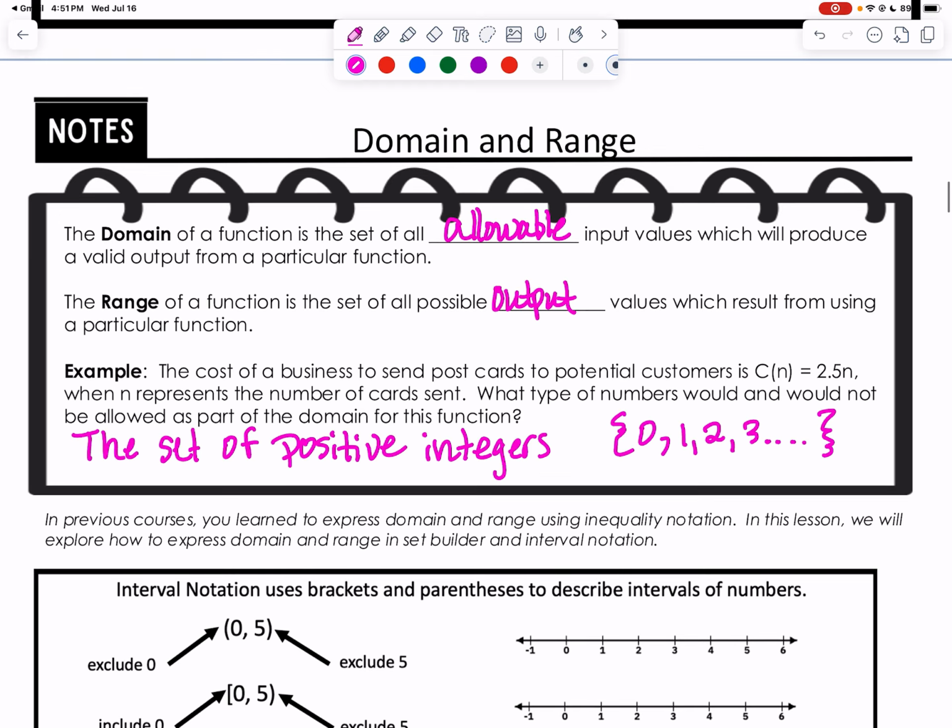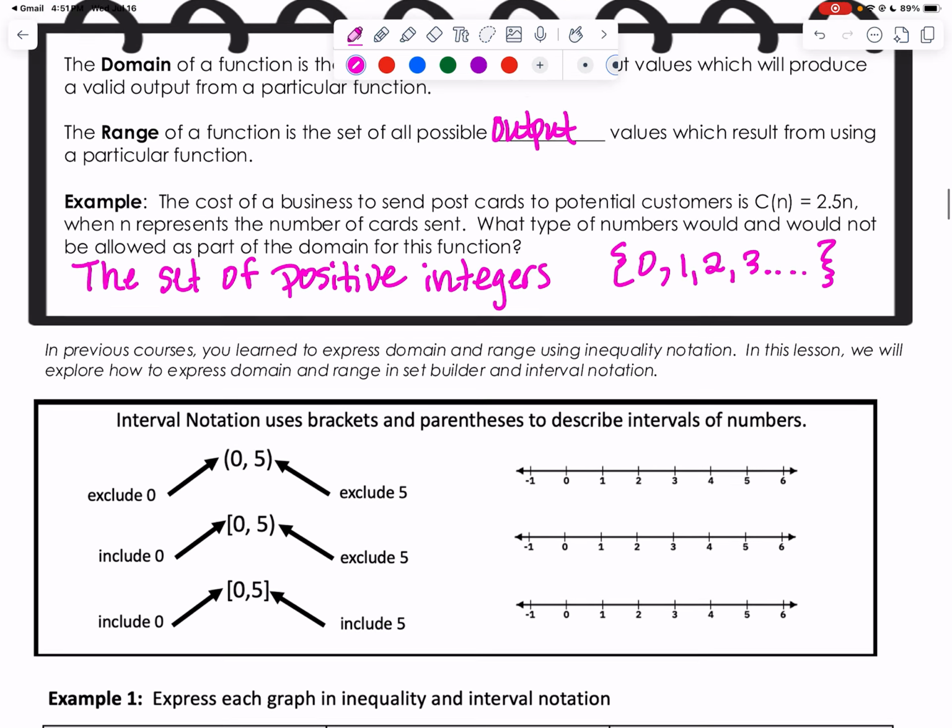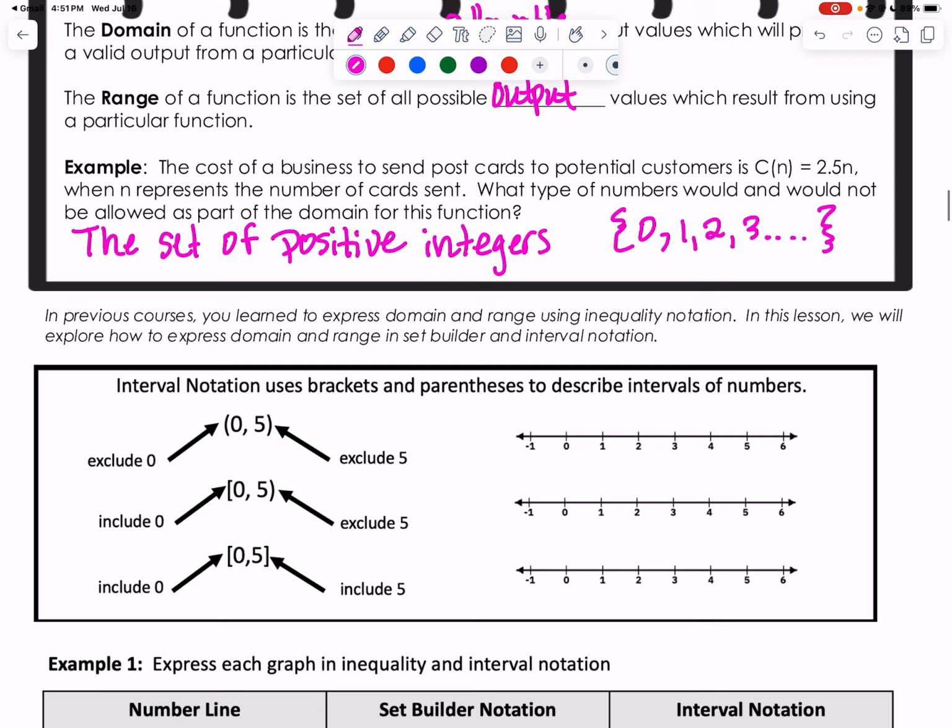Let's start off with interval notation. Interval notation uses brackets and parentheses to describe intervals of numbers. So if we had an interval that said (0, 5), that's describing all the numbers from 0 to 5, but because they use parentheses, it's excluding the 0 and it's excluding the 5. So if we were to graph it, we would graph an open circle at 0, an open circle at 5, and then draw a line in between them.